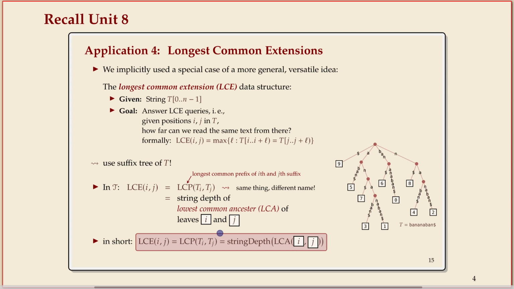So that's the connection between those three things. We had longest common extensions of two positions. How far can you read to the right in the text and see the same characters from i and j, which is the same as the longest common prefix of two suffixes. And we connected that to the lowest common ancestor of leaves in the suffix tree.